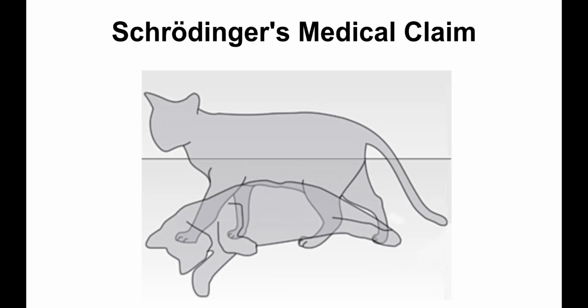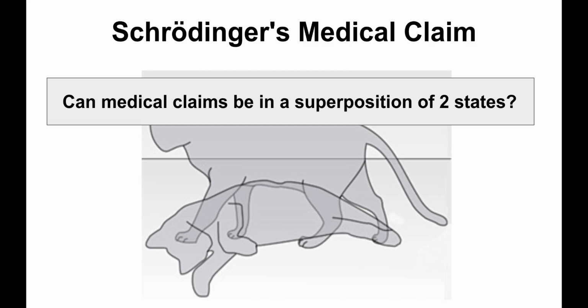Back in 1935, the physicist Erwin Schrödinger was trying to make a point about how weird the phenomenon of quantum superposition of states is. So he proposed a thought experiment in which we imagine a cat to be both dead and alive at the same time. Can medical claims also be in a superposition of two states?